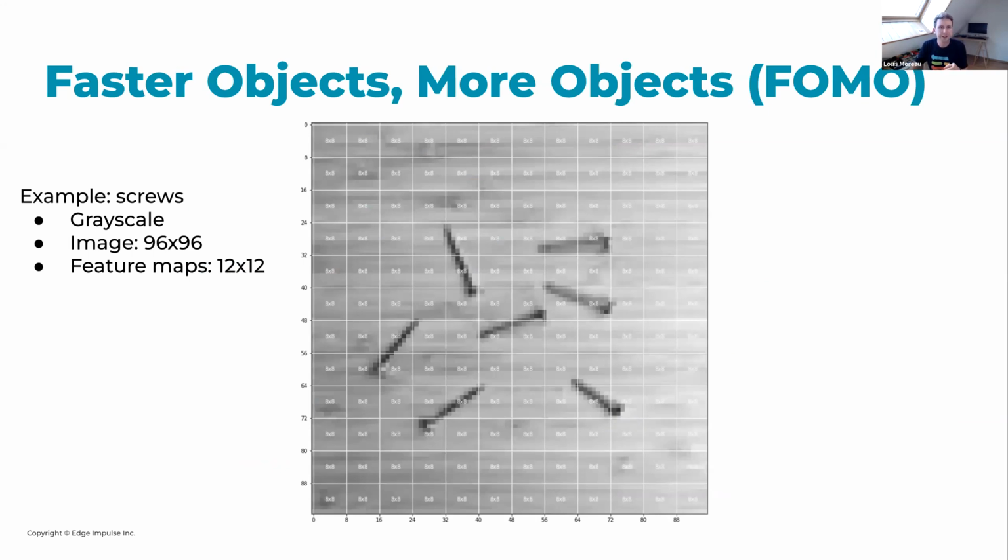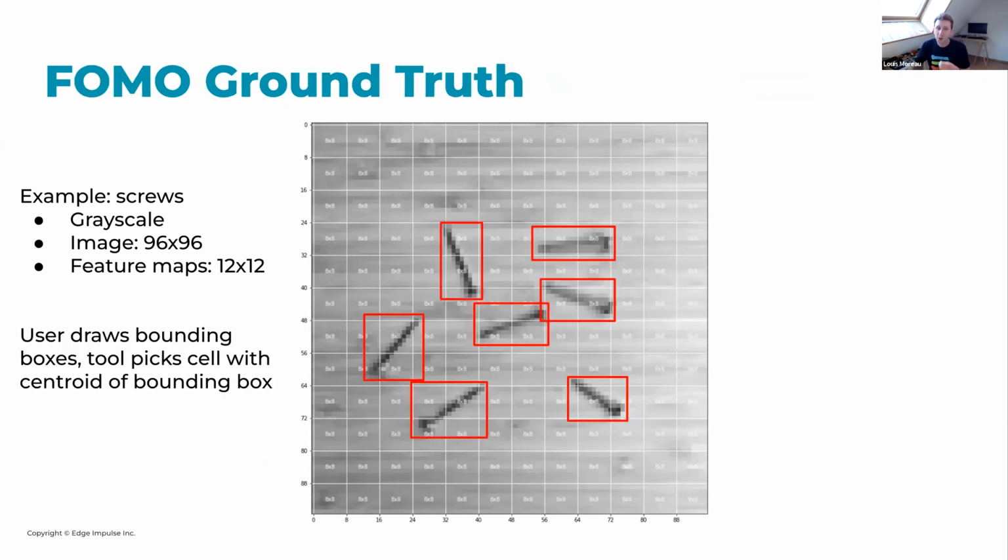So here it's a grayscale image, 96 by 96. So we obtain a 12 by 12 feature map of 8 pixels each. What we wanted to do is to keep the interoperability with other models. So we keep using the bounding boxes to label our images. So here on each region of interest, so the screws, we can draw bounding boxes. And then during the training, we will only train on the centroids. So only on the cell that is pointed to with a red dot.